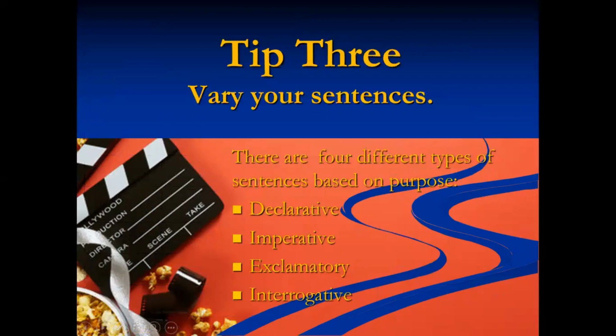Tip 3. Vary your sentences. Now, there are 4 types of sentences that we normally focus on in language, and these 4 types, they are based on purpose. So when we write a declarative sentence, we write a declarative sentence because our purpose there would be to make a statement. When we write an imperative sentence, we want to give a command. For an exclamatory sentence, we want to show extreme emotion. For our interrogative sentences, we want to ask questions.